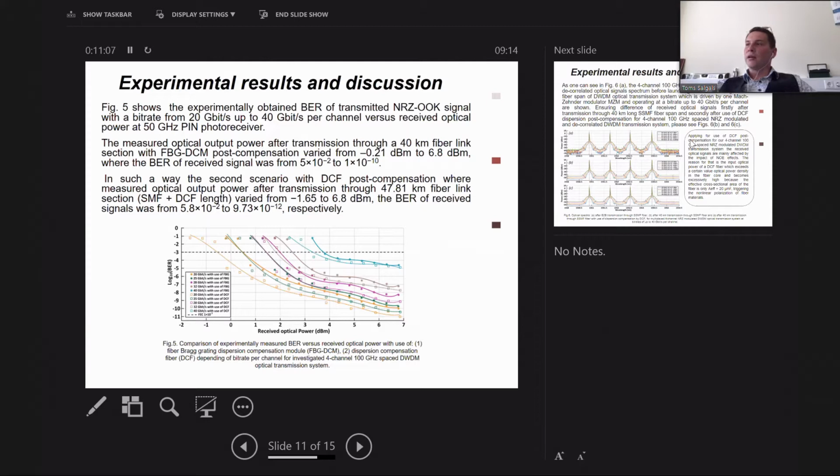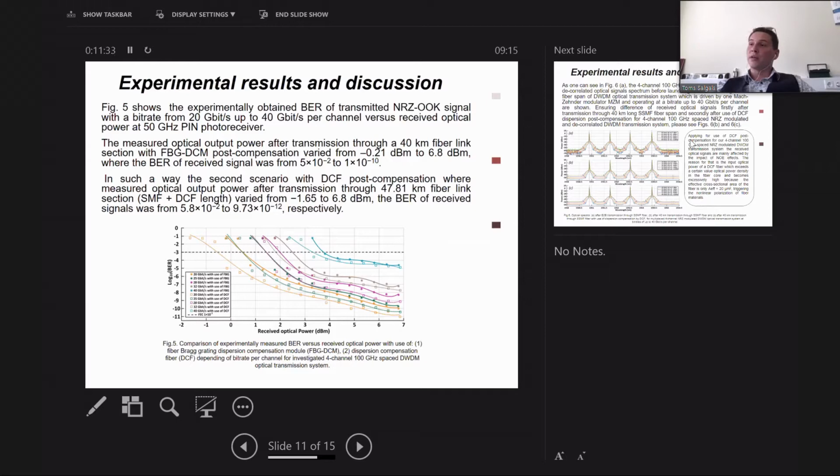In the second scenario, with DCF post compensation, the measured optical output power after transmission through the 47.81 kilometer fiber length section, that means the same single mode plus DCF fiber length, varied from minus 1.65 to 6.8 dBm. The bit error rate of received signals was from 2 times 10 to the minus 2 to 10 to the minus 12. And this is the graph of the real-time results measured from the Q factor.